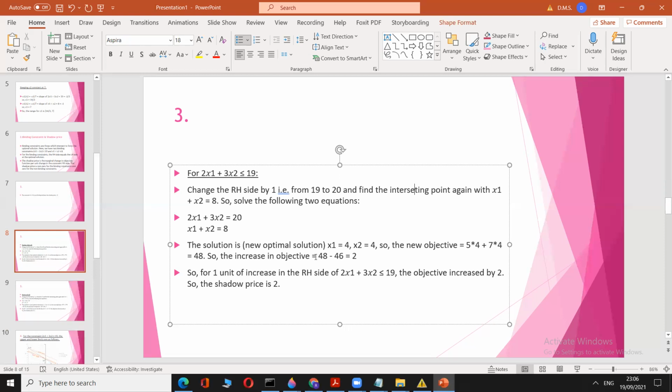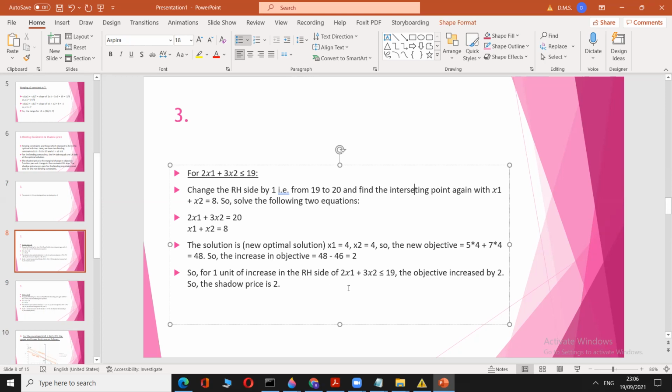What you want to do is increase the constraint line by 1, consider it with the other constraint line, simplify, and get the values for x1 and x2. After that, substitute those values into your objective function and get the new maximization value. Then compare that value with your original objective value. That difference is called the shadow price.